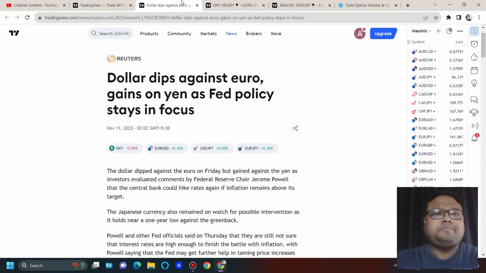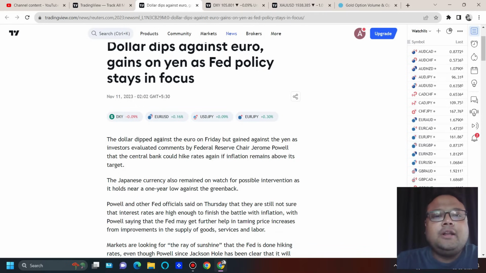So, dollar dips against euro, gains on yen as Fed policy stays in focus. The dollar dipped against the euro on Friday but gained against the yen, as investors evaluated comments by Federal Reserve Chair Jerome Powell that the central bank could hike rates again if inflation remains above its target.